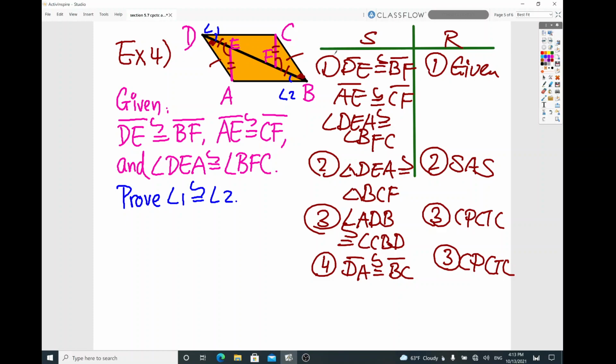And now what we can show next is that segment DB is congruent to segment DB. Because we want to prove those two large triangles congruent, so we can use that, and then CPCTC again to state that angle 1 is congruent to angle 2. So this one, the reason for that is the reflexive property of equality.